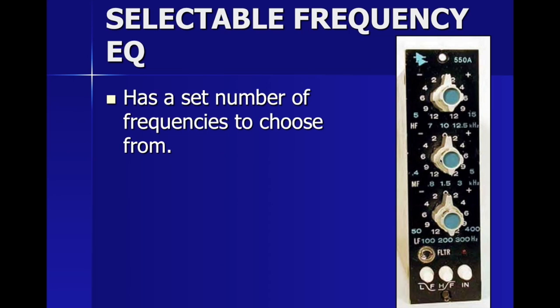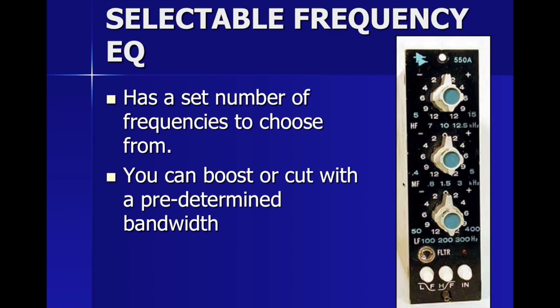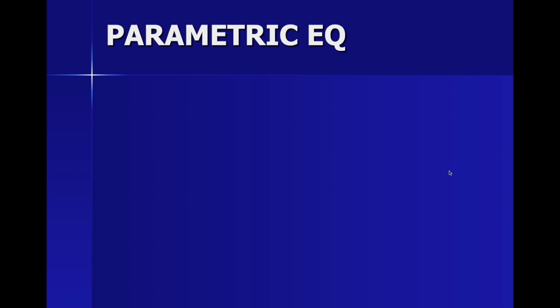So there's actually 2 knobs on each one of these. One of them allows us to choose the frequency, center frequency point, and the other one allows us to boost. See the plus sign? That means boost, or the minus sign means cut. Now the bandwidth on a selectable frequency EQ is generally fixed. You can't change that, but you can choose your center frequency point, and you can also boost or cut in either direction around the frequency.